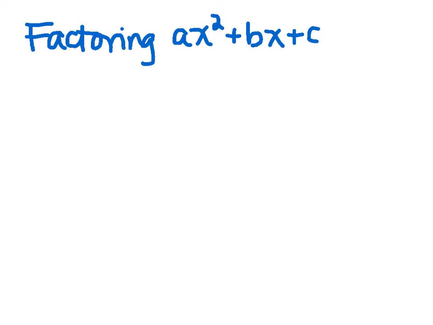So we're on to our last factoring pattern of the unit. It's called factoring ax squared plus bx plus c. Based on what we've done so far, you can probably imagine what that means. But before I even go to factoring, I want to return to multiplying binomials using FOIL.